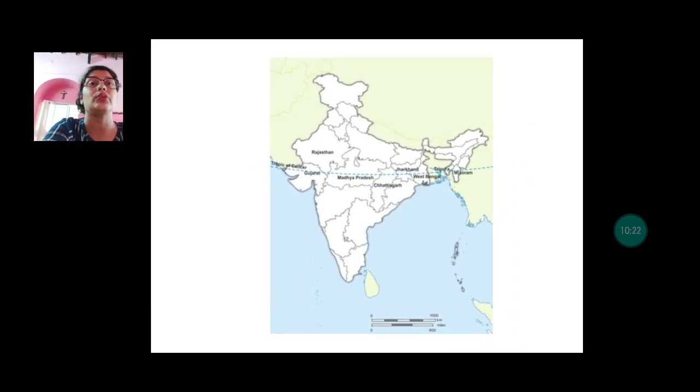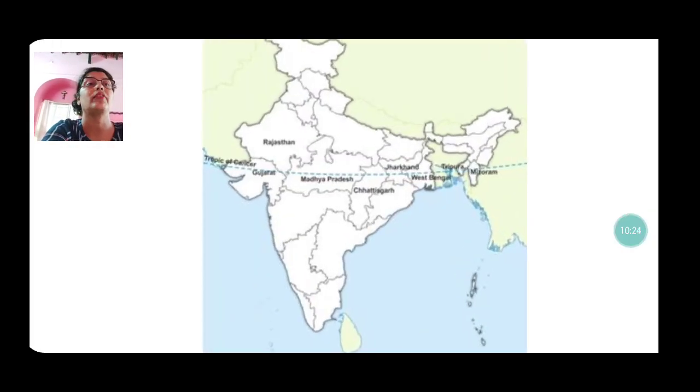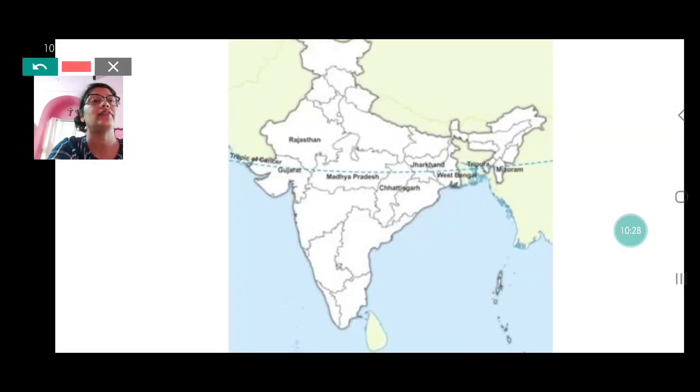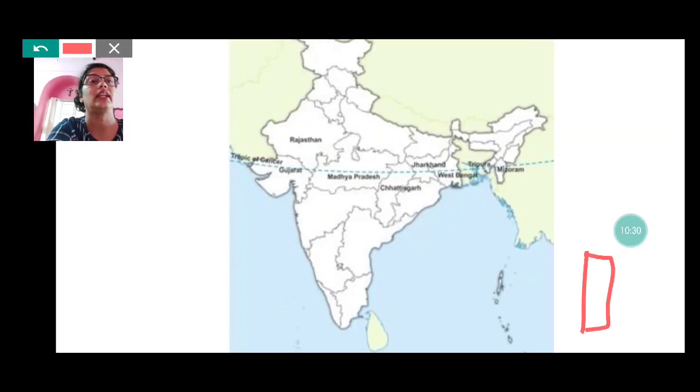So keep in mind, you have to draw the Tropic of Cancer. You have to give an index for it. And if they ask you for map reading, then you'll have to tell the states through which it passes. So you have to get familiar with the states as well. The dotted line or dashes can be shown for Tropic of Cancer.